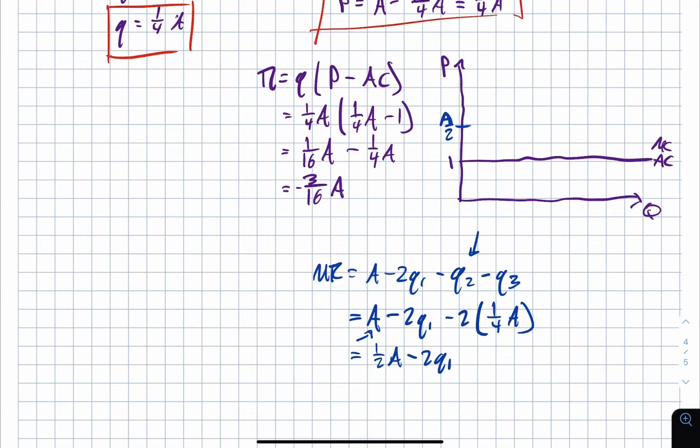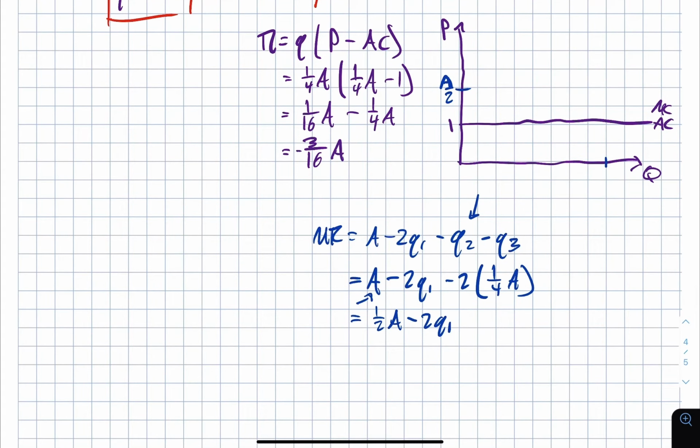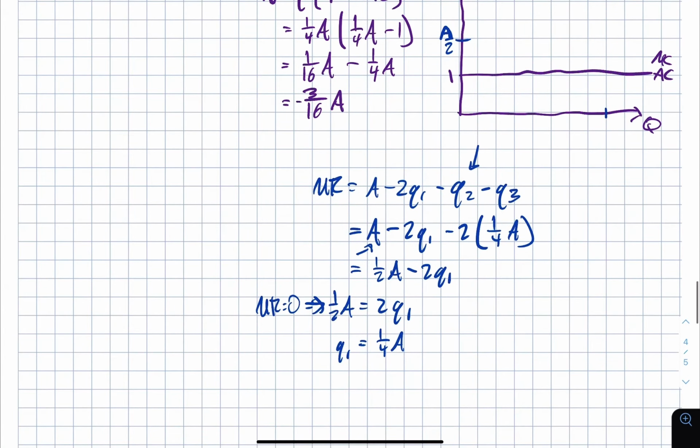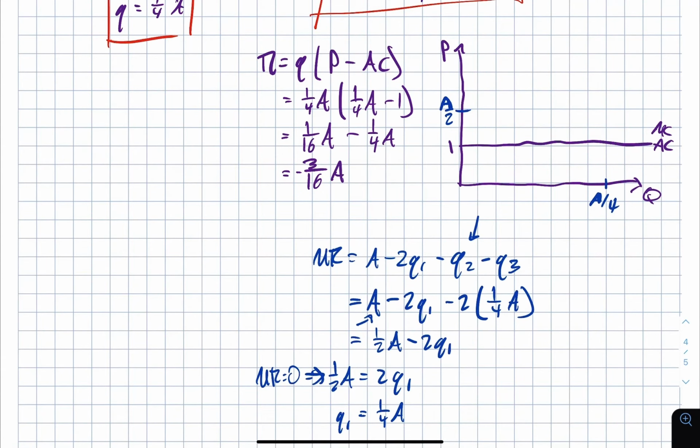When marginal revenue is 0, Q1 equals... so we set this equal to 0. We have 1/2 A is equal to 2Q1, which means Q1 is equal to 1/4 A. So this is A over 4. And we know this is linear, so it looks something like this.